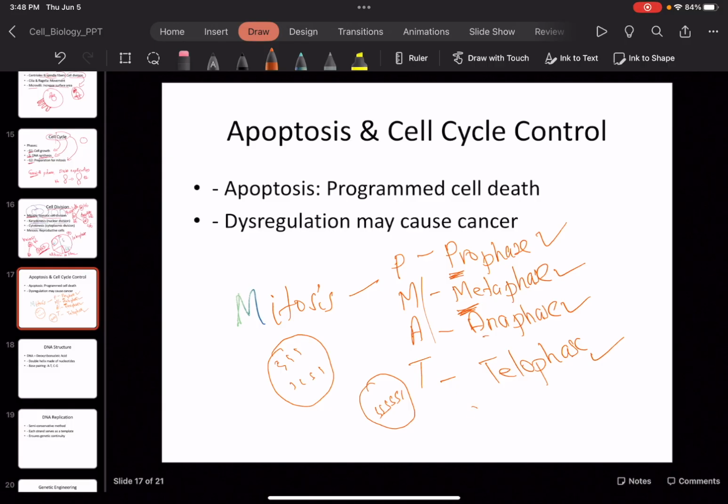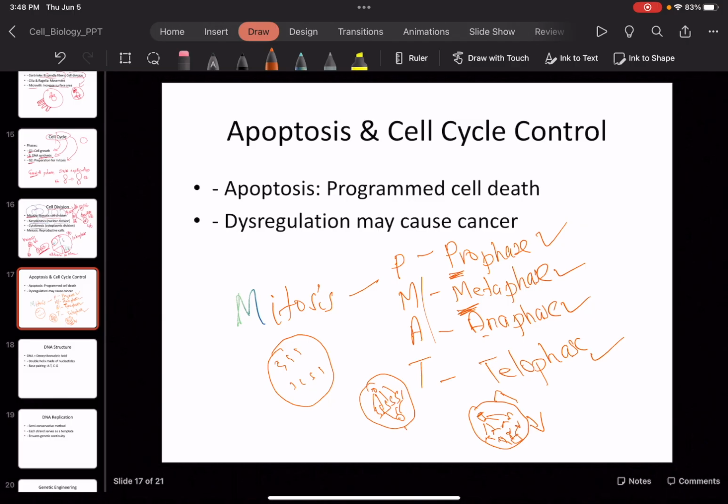Anaphase: the fibers are forming here. The chromatids start moving apart from the middle. It's going from here, going away from the midpoint, towards the two different poles.